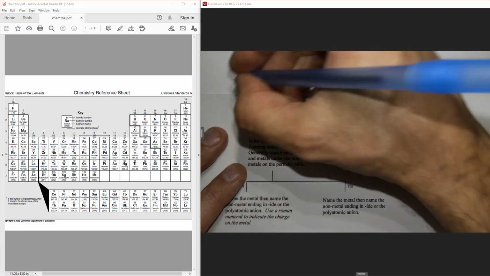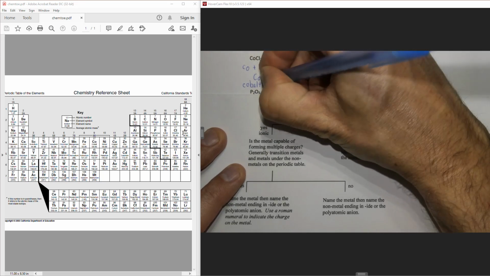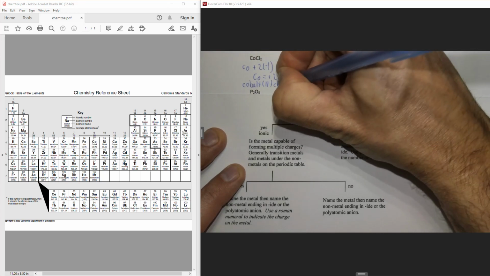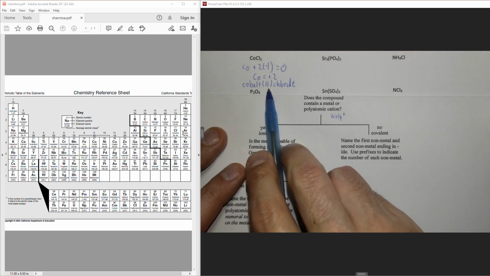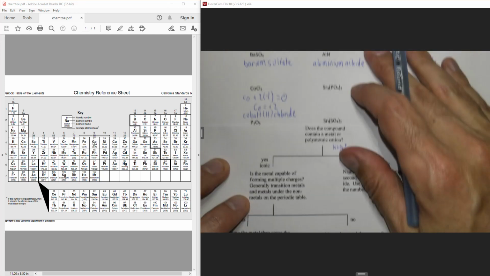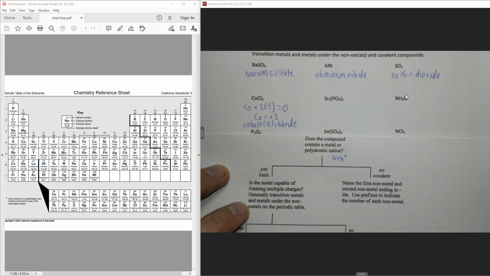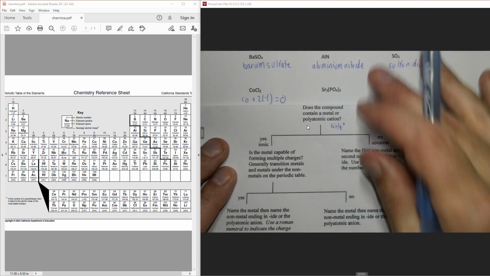So the name of this thing is cobalt, Roman numeral 2, chloride. Notice that cobalt has the Roman numeral 2 because it's a transition metal here, versus barium and aluminum do not have Roman numerals because they're in A groups, they're main group. So use Roman numerals if it can form multiple charges. Don't use Roman numerals if it can't. Different naming schemes, that's why this might be useful for you.